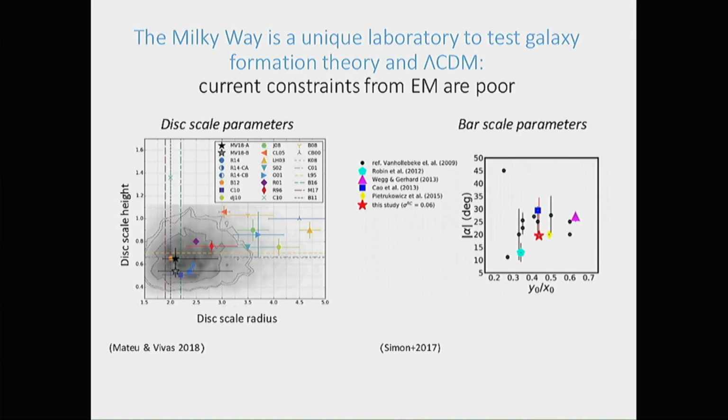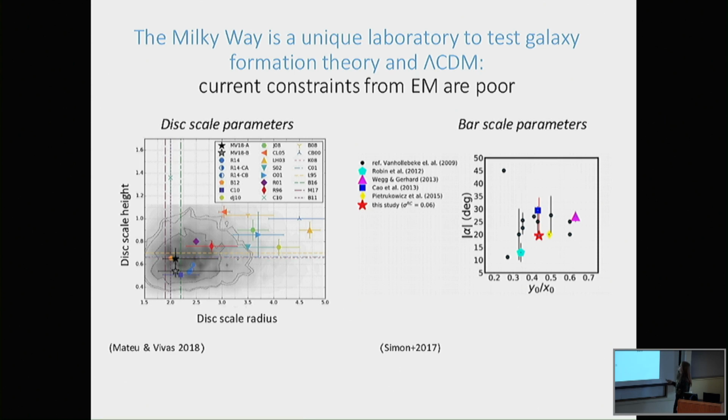Let me show you a couple of examples relevant for this talk. On the left, you see the disk scale parameters, so the disk scale radius on the x-axis and the disk scale height on the y-axis, and the colored markers are different measurements using different stellar tracers. As you can see, there is a wide range that they spread into, and there is no clear consensus yet on their values.